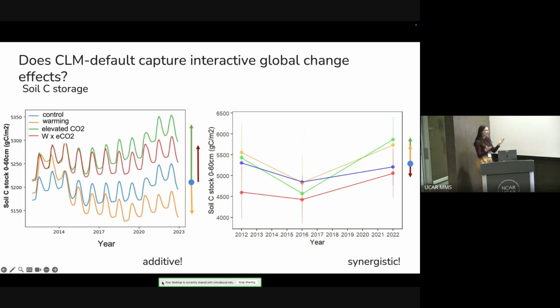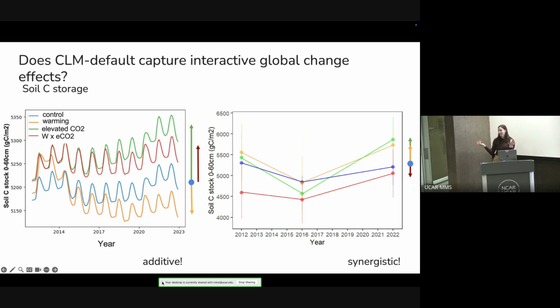And so, why does this matter? This goes back to that Norby and Luo idea, that if we put these single factors into models, then we can look at the interaction in models, but we're actually not predicting the interaction very well. And so maybe we need to use our observed data to work on interactions in the model.